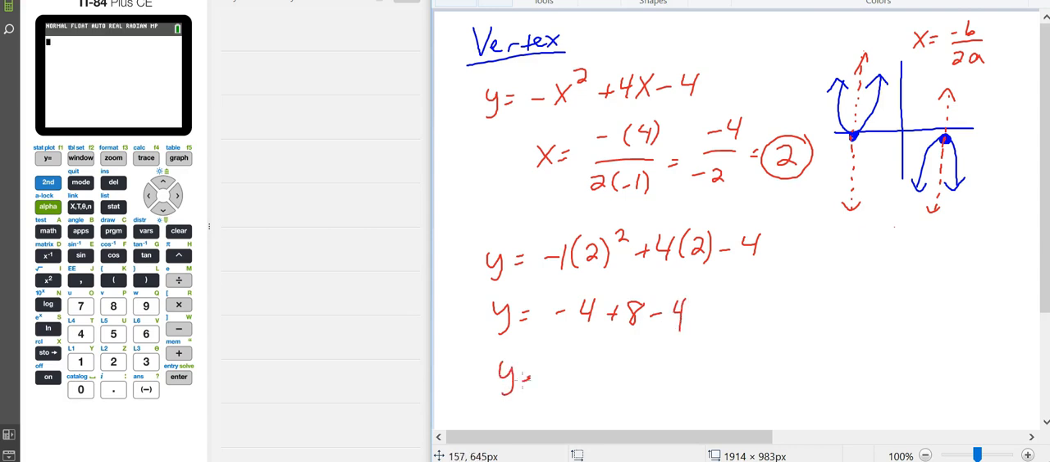So y is equal to negative 4 plus 8, which is positive 4. 4 minus 4 is 0. So the y-coordinate of the vertex is 0, and our vertex is at (2, 0).